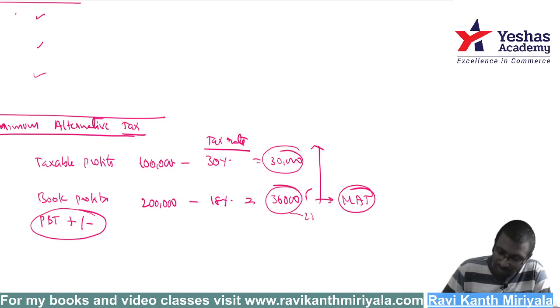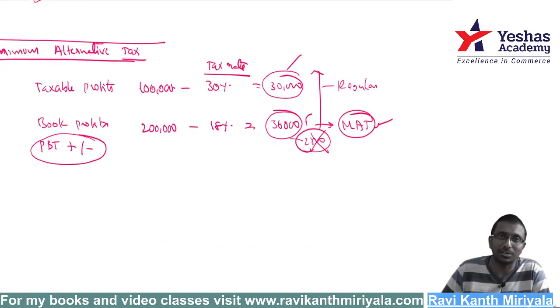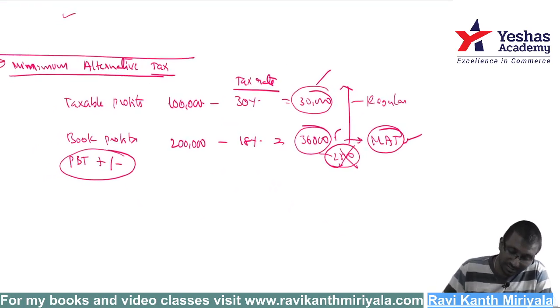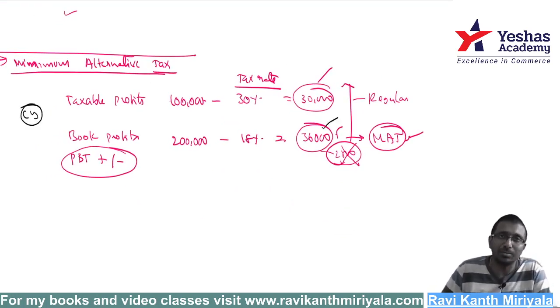Suppose this has come to 28,000. Then they will say no, you pay regular tax. This is regular, this is MAT. Are you getting my point? One is regular taxation, another one is MAT. This is the current year. Yes, in the current year you are under MAT because 36,000 is bigger.